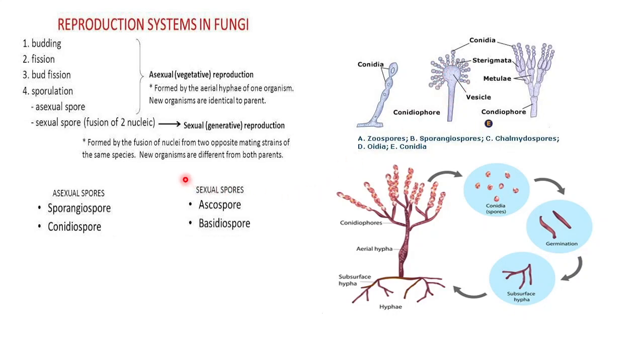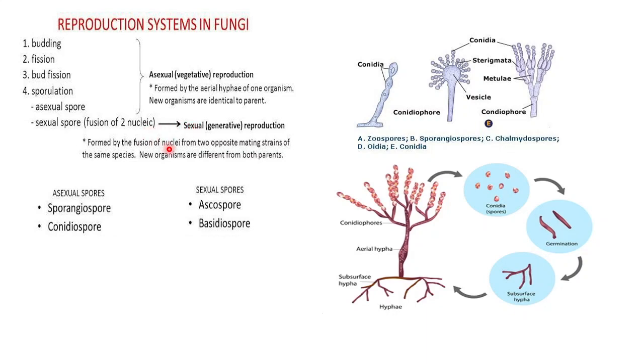Now, they do reproduce sexually sometimes. Sexual reproduction involves fusion of two nuclei. Now, there is nothing like gamete formation. So here what will happen? The sexual spores will fuse together. The nuclei will fuse together. That will be called sexual reproduction.